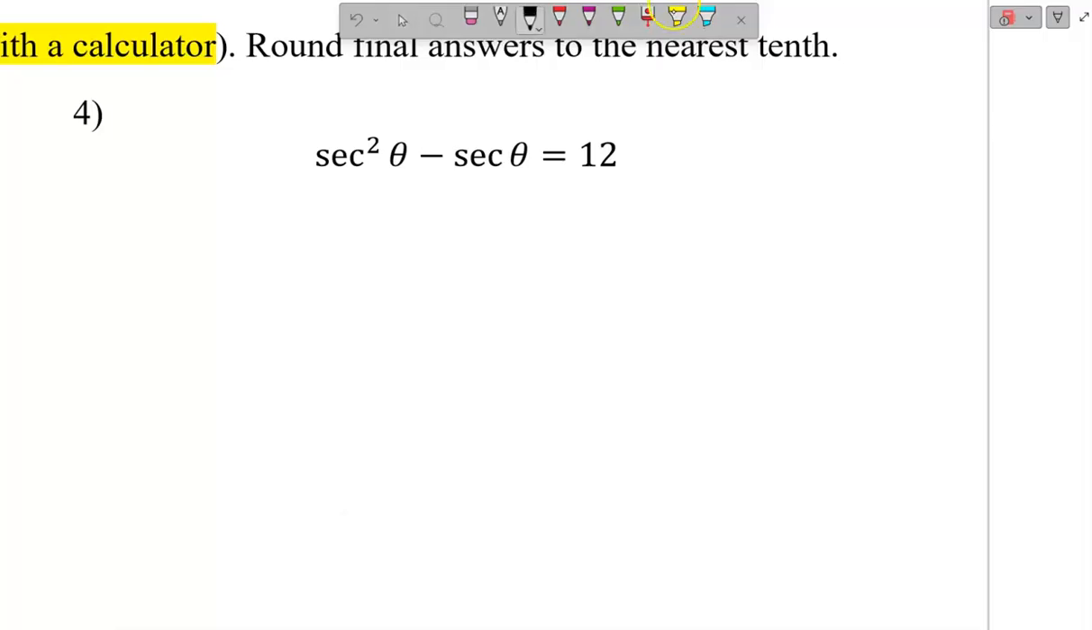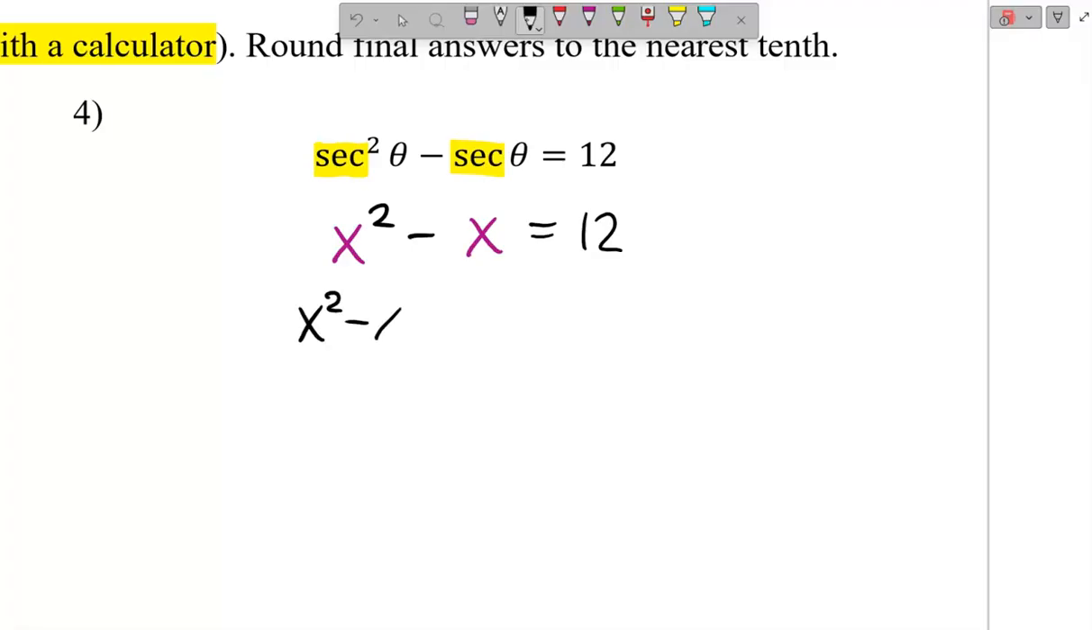In this case, we're dealing with secants. So instead of writing secant, I am actually going to write it as x to the second power minus x equals 12. And so in this algebra 2 level problem, our goal is to zero it out and use factoring to solve our problem.